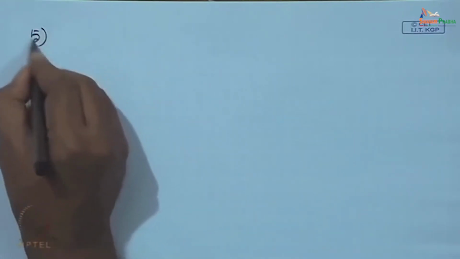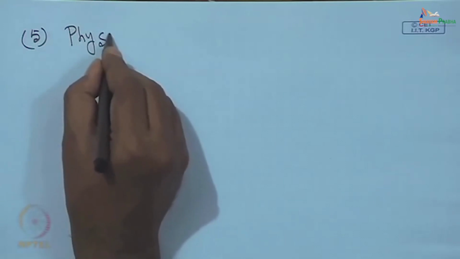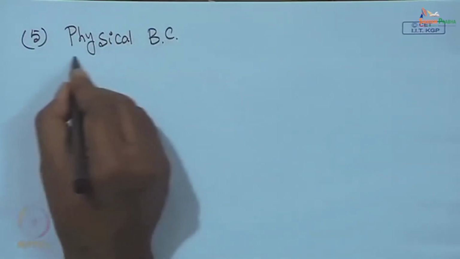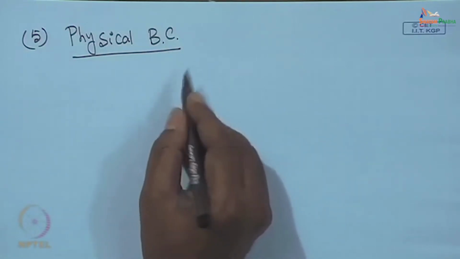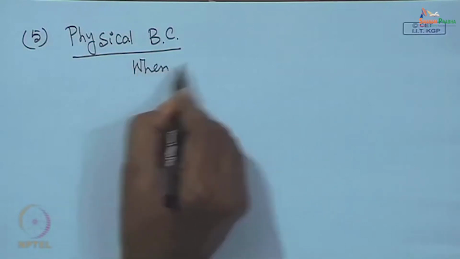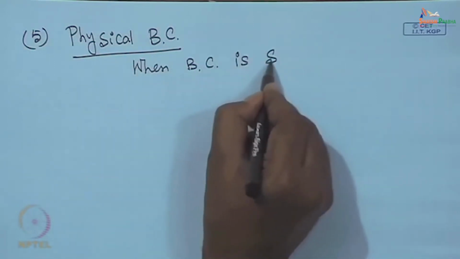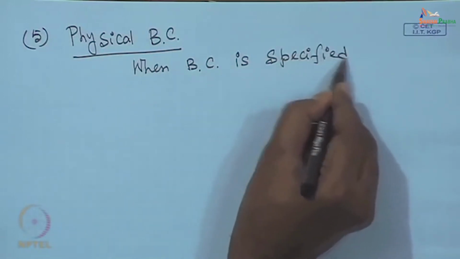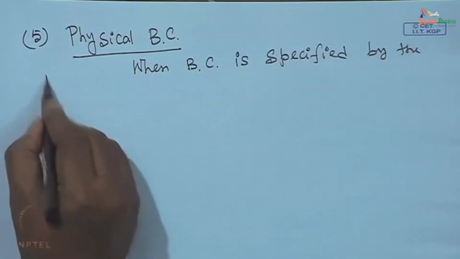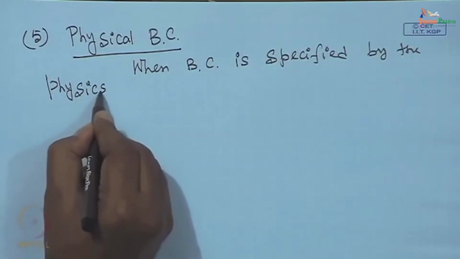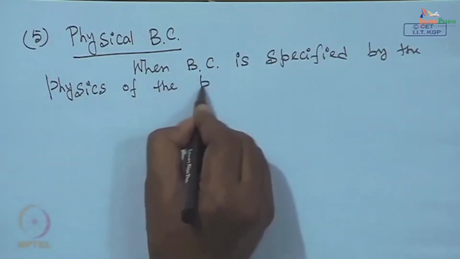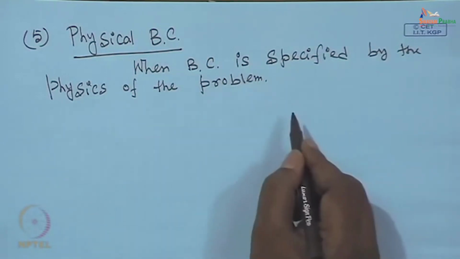Next, we talk about something called physical boundary condition. We call a boundary condition a physical boundary condition when it is specified by the physics of the problem. Apparently, the other boundary conditions are not specified. So, in that case, we specify that boundary condition which will be automatically evolving out of the physics of the problem.